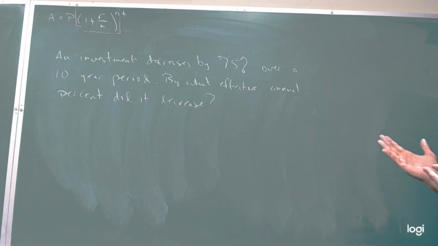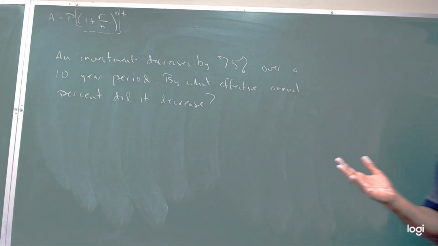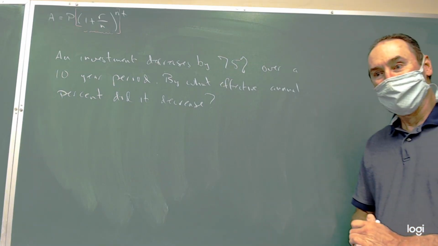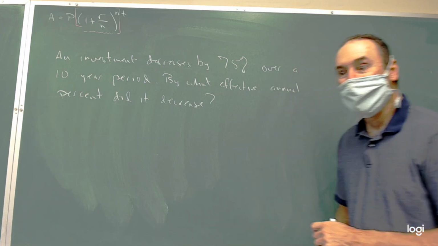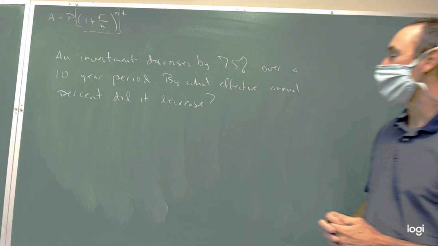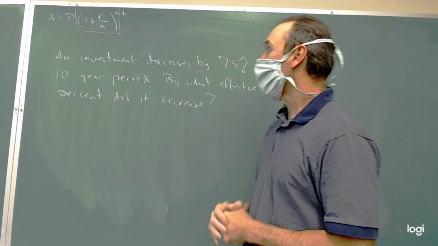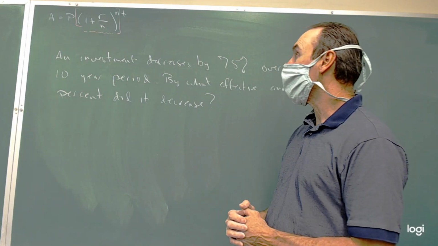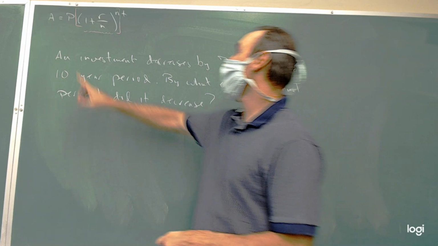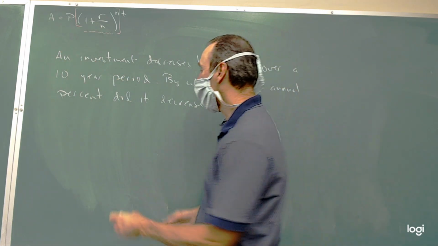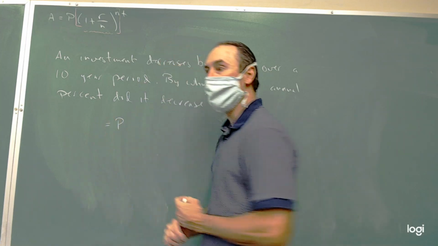Wouldn't it just be 75 divided by 10, 7.5%? No, because it's compounding again. What's that? The 10th root of 75? Well, let's think about this a bit. Here's our formula, and let's see what we know and where we're going to put it. Do we know how much we started with? No. So we'll just leave that as P.